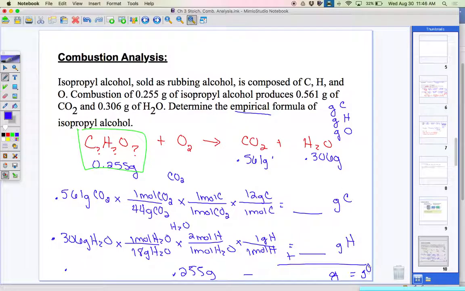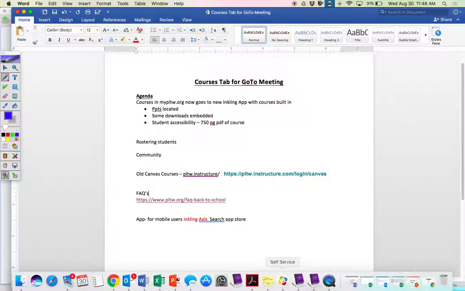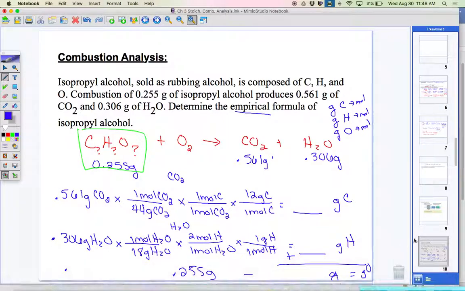Now that we've got grams of oxygen, grams of hydrogen, and grams of carbon, now it's just changed to moles and then divide by the smallest, right? It's just an empirical formula now. Okay? So other than I don't have the math written, do you follow it? Okay, good. Then you have to do your homework.